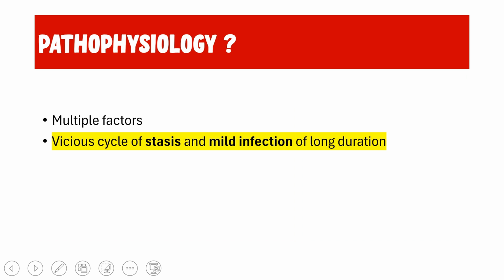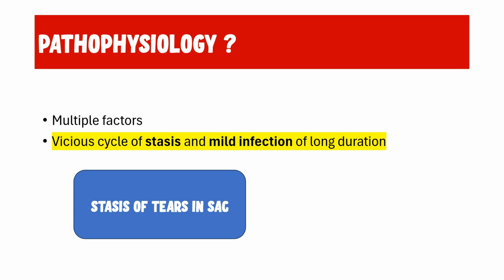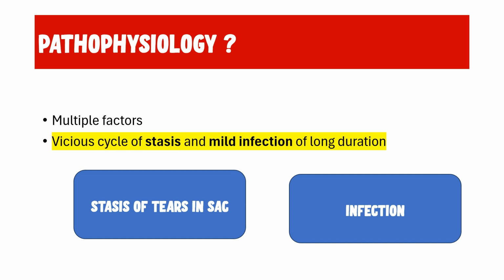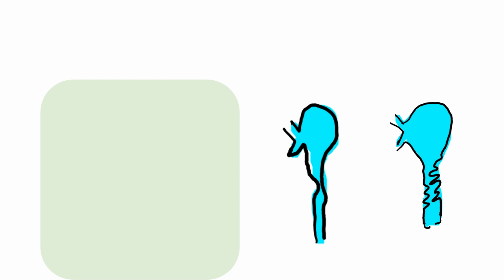So, what causes this chronic dacryocystitis? What is the pathophysiology behind it? Now, basically, multiple factors are involved. However, you must understand that there is actually a vicious cycle of stasis of the tears and mild infection of longer duration within the lacrimal sac. So remember, there is stasis of the tears in the lacrimal sac, and then ultimately, because of that stasis, we develop infection in the lacrimal sac, leading to chronic dacryocystitis.